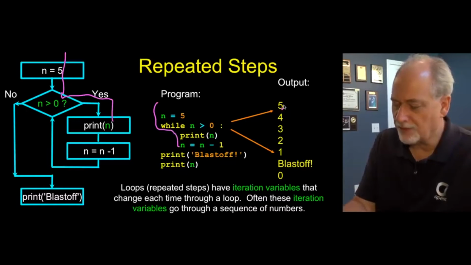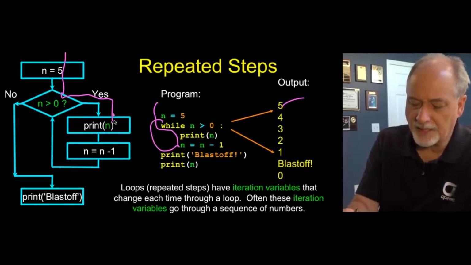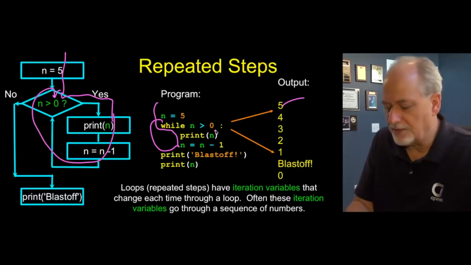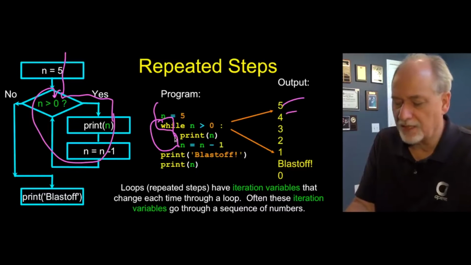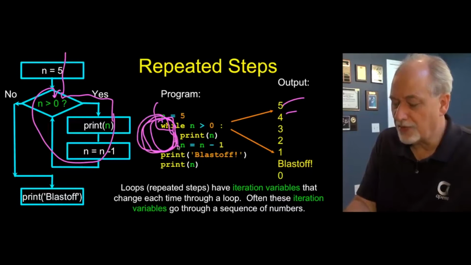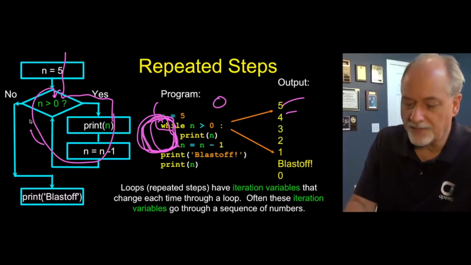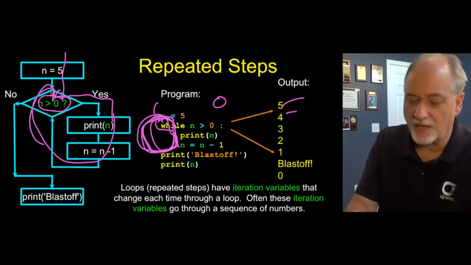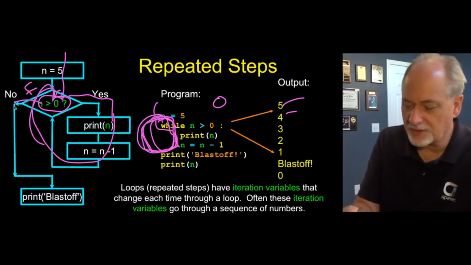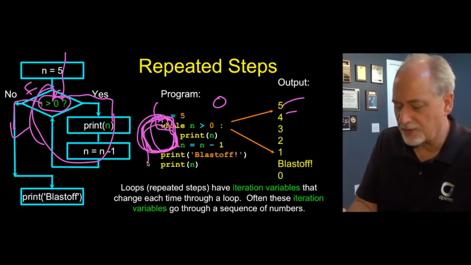We're going to print out 5, then we're going to subtract 1, and then we're going to go back up and ask the question, is n greater than 0? And since it's 4, the answer is yes. So then it runs again. Then it prints out 4, subtracts again, checks, prints 3, subtracts again, prints 2, subtracts again, prints 1, subtracts again. Now n is 0, and so it comes back up. This question has now become false, so it's going to take the exit. It's going to come down and run this line right here.